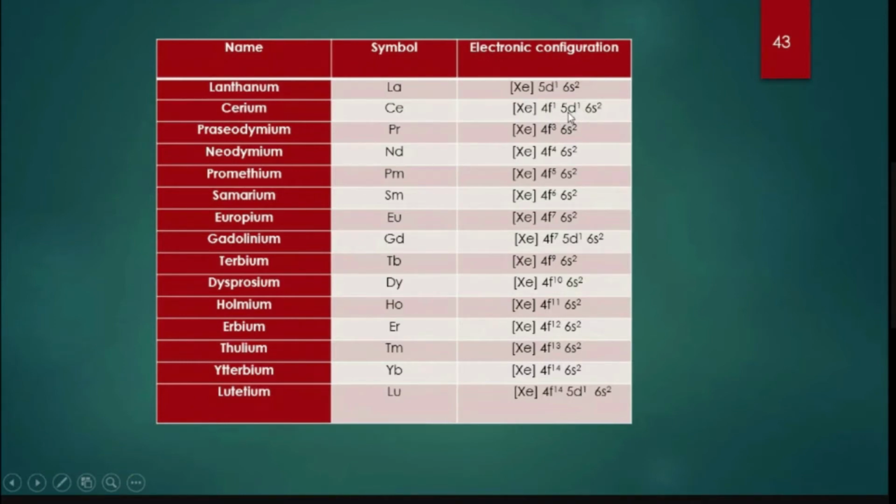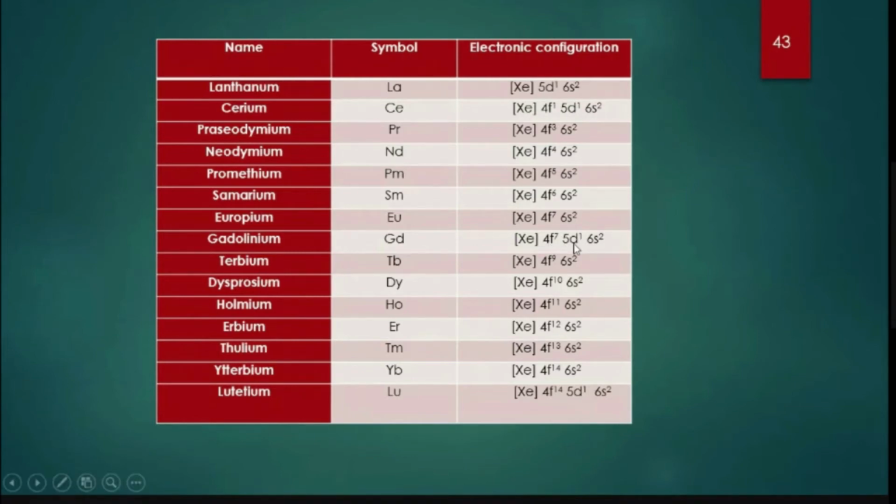Why does the 5d orbital have one electron? Because the energy difference between 4f and 5d is very small. They are almost of the same energy level, or you can say they are of comparable energy, because of which one electron will be shifted from the 4f orbital to the 5d orbital.